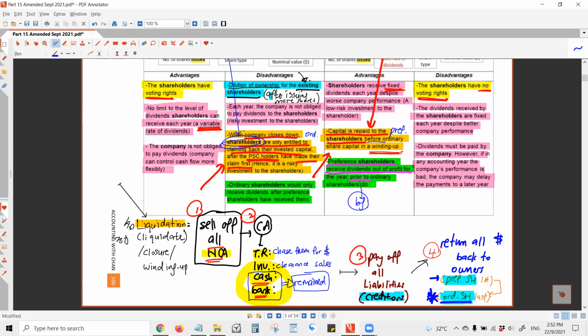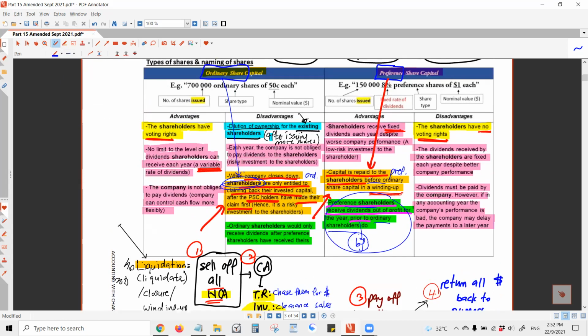That means the same goes to dividends. Whenever company pays dividends to shareholders, preference shareholders will always get the dividends first. Once again, it is in compliance with the law of the country. Preference shareholders will get dividends first before ordinary shareholders do. That's why it is an advantage under preference share capital column. On the other hand, this sentence: ordinary shareholders would only receive dividends after preference shareholders have received theirs. The other way around, this is a disadvantage to the ordinary shareholders. So that's how you read this table.